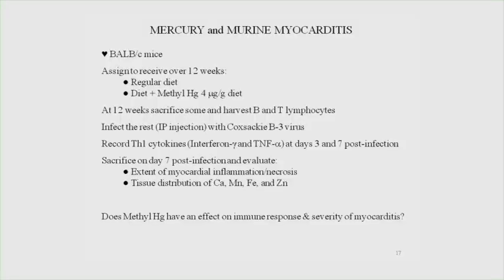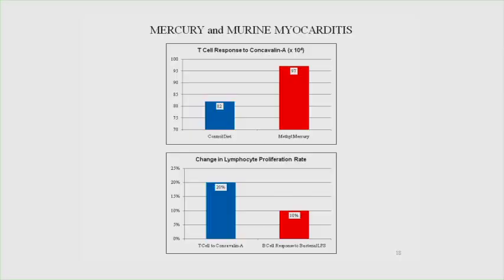You're going to record Th1 cytokine levels, interferon gamma and TNF-alpha, 3 and 7 days post-infection. You're going to sacrifice them on day 7 and look at the heart muscle. The question is, does methylmercury have an effect on the immune response and the severity of myocarditis?